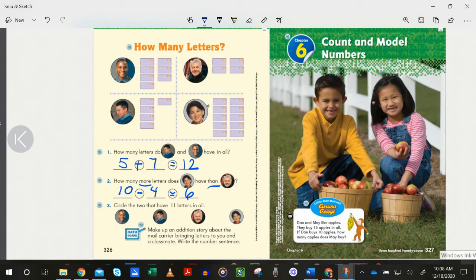Okay, looking here, it says circle the two that have 11 letters in all. So we have 7, 4, 5, and 10. Which of those numbers work together to make 11?